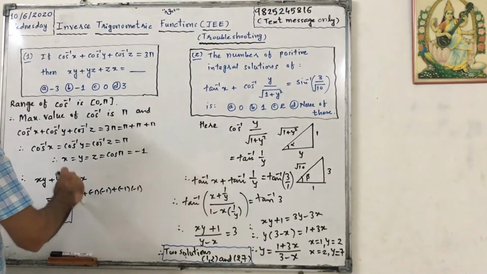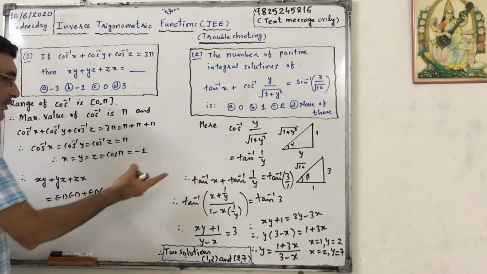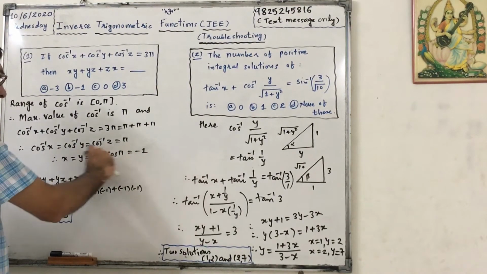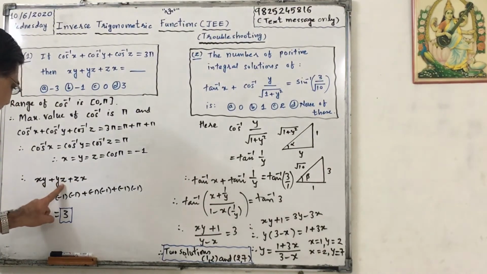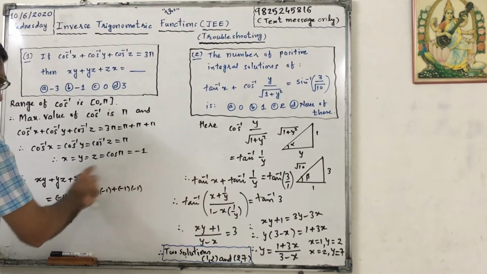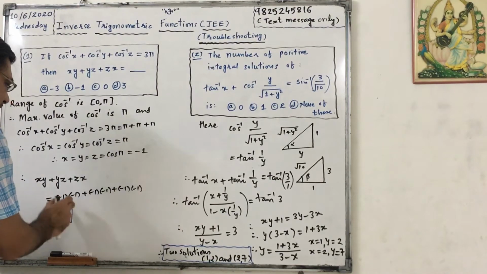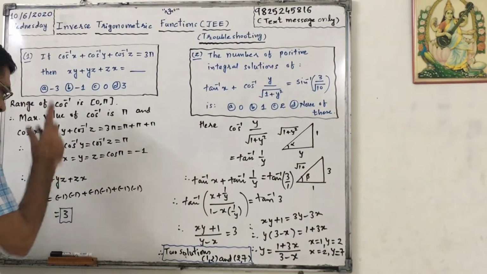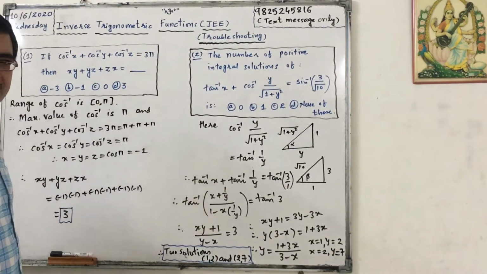So we can write x equals cos pi, y equals cos pi, z equals cos pi, and the value of cos pi is -1. Now putting in xy plus yz plus zx, that is -1 into -1 plus again -1 into -1 plus again -1 into -1, that is 1 plus 1 plus 1, that is 3. So the answer is D.